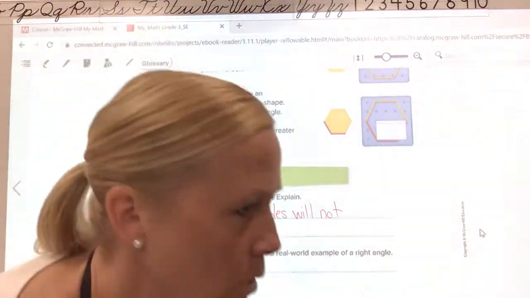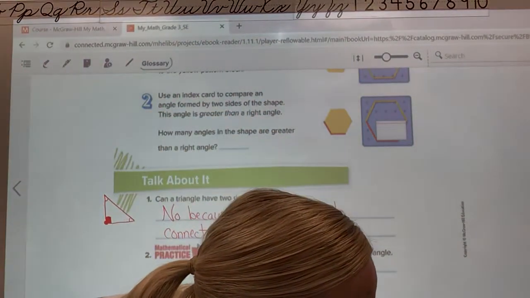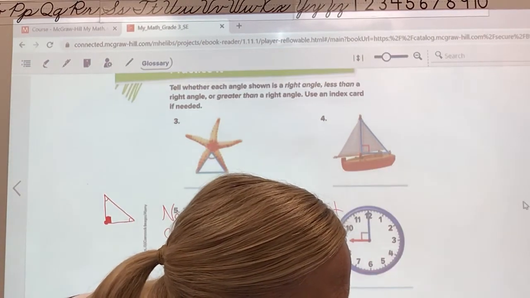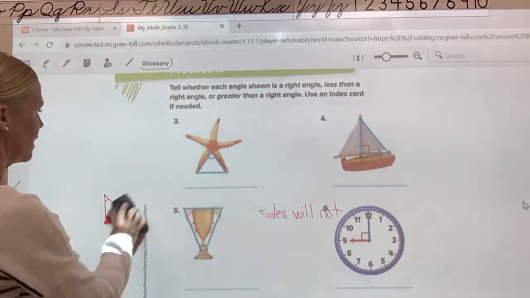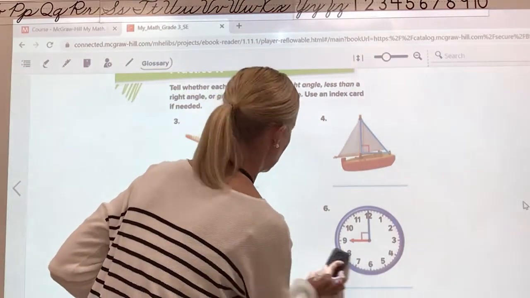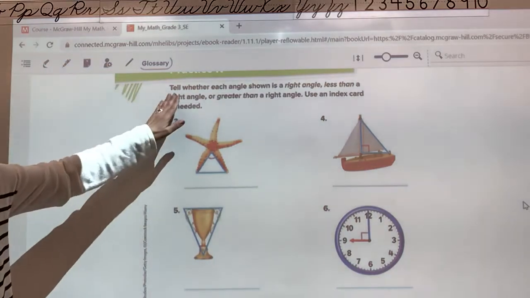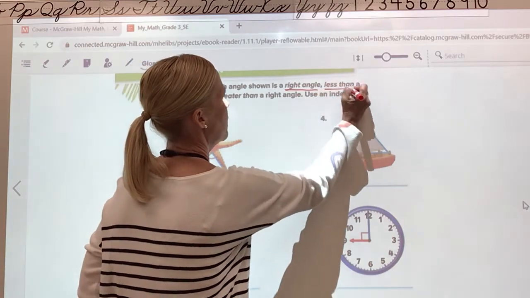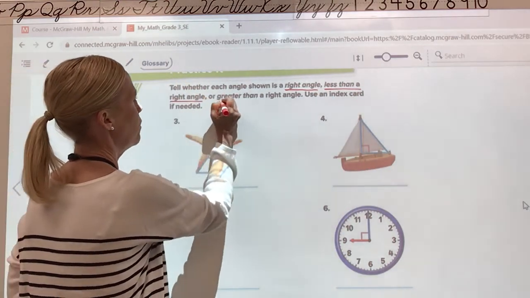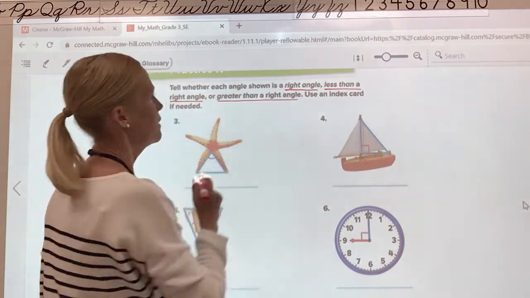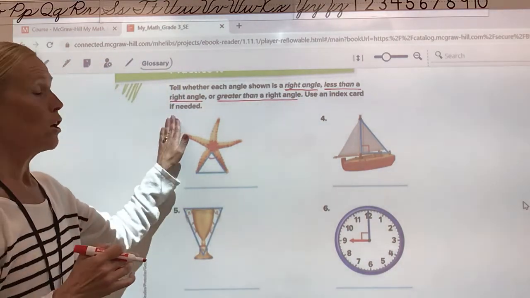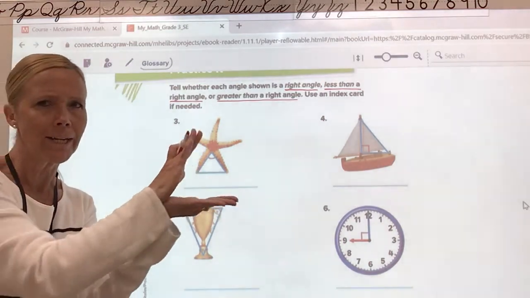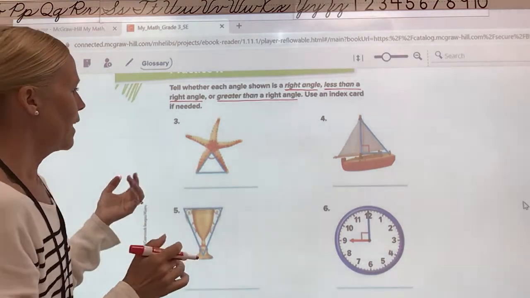All right, let's look real quick. I just want to kind of go over your practice. I'm going to give you a hint. So your directions are, tell whether each angle shown is a right angle, less than a right angle, or greater than a right angle. Use an index card if needed. You might not need to, but if you have one laying around and you would like to check, you can. Or you might use your hands and kind of look. So they're going to show you where the angle is.